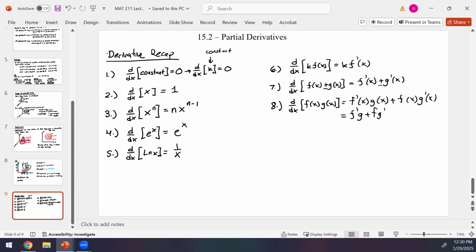You could technically reuse the same letters over and over again. It would just be confusing, that's all. Division has its own rule. We call that the quotient rule.